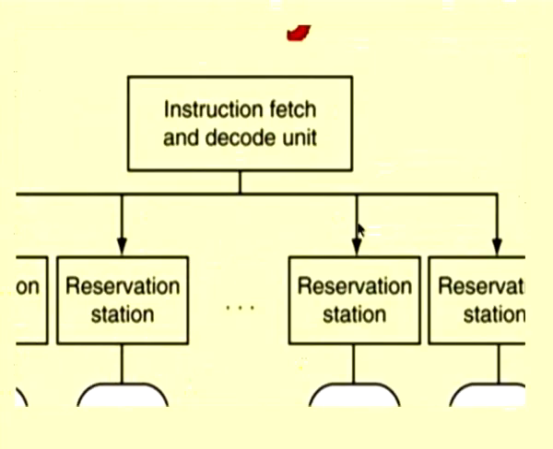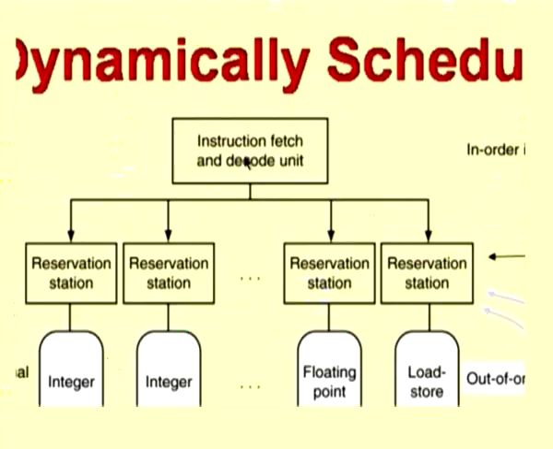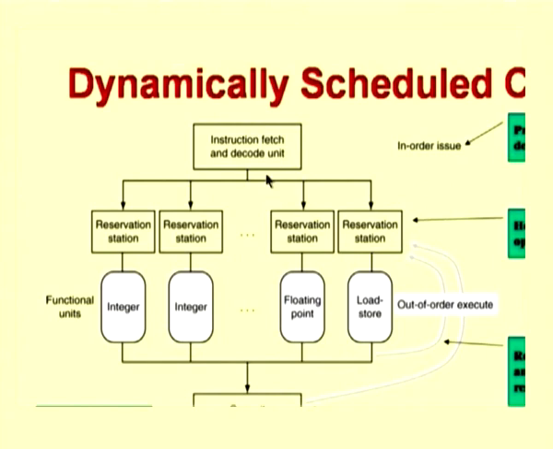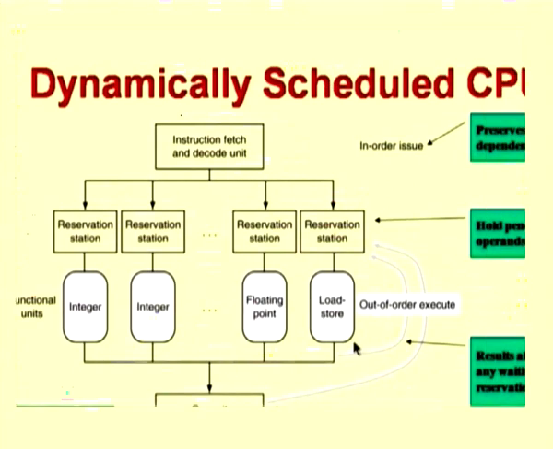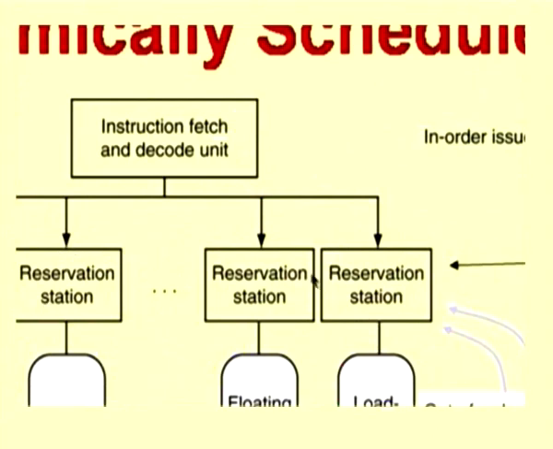Since we do in order issue, your instruction fetch and decode will take place in order. But after that the instructions can go to execute in any order. So this out of order execution will be done. Now if you do out of order execution, the instructions which have already been fetched, if they are waiting for some operands to become available, you have to hold them somewhere. So we use what are called reservation stations.